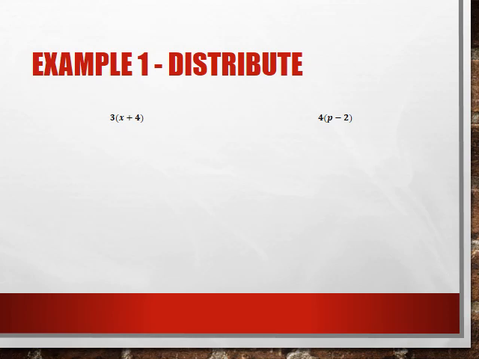Now let's take a look at a couple of examples. 3 times x plus 4. Here's where I was talking about you can't always add what's in the parentheses because we don't know what x is. So I cannot do x plus 4 here. But I can do 3 times x, which gives me 3x, and I can do 3 times 4, which gives me 12. Now in this particular case, I leave that x alone. I don't know what x is, so my problem is actually finished at this point.